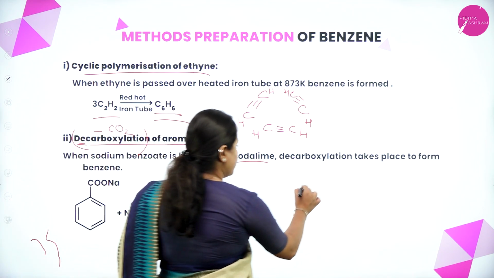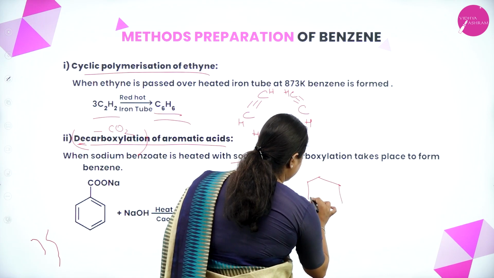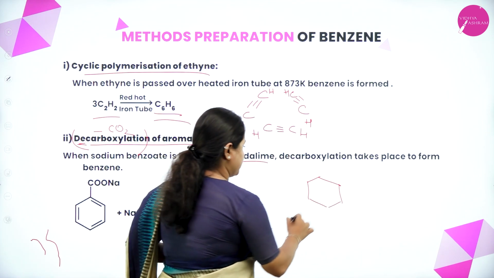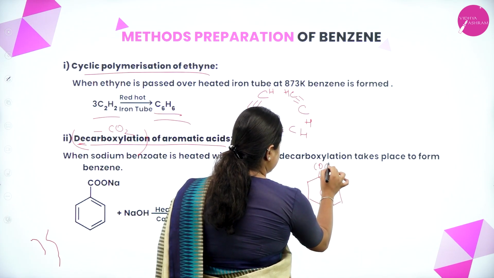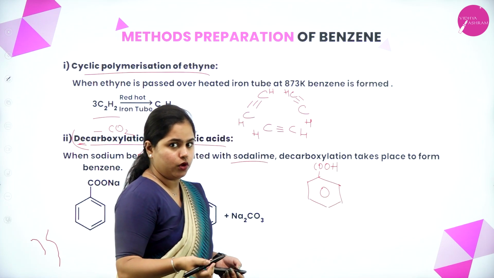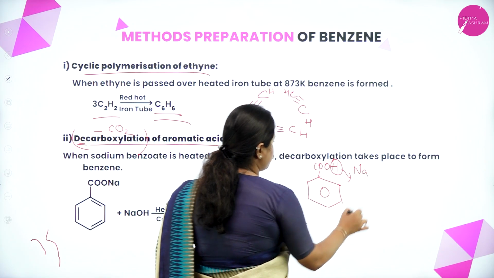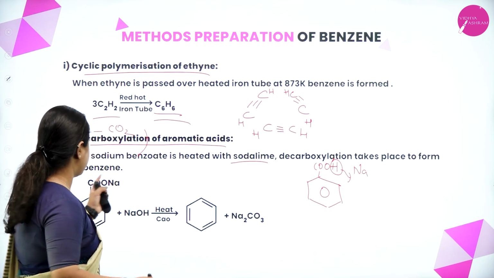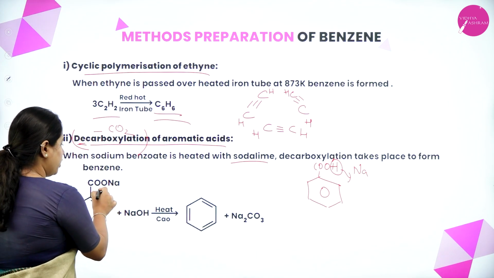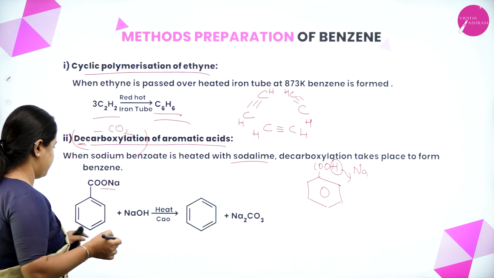As you can see here, we are starting off with the sodium salt of benzoic acid. So this is your benzoic acid, COOH. Now this hydrogen is being replaced by sodium, so you get the sodium salt of benzoic acid. That is what we have taken here.